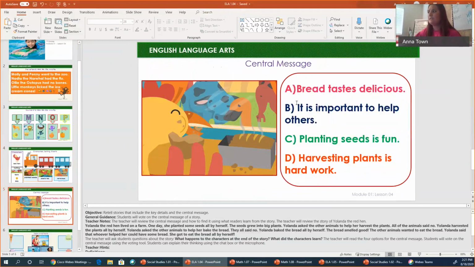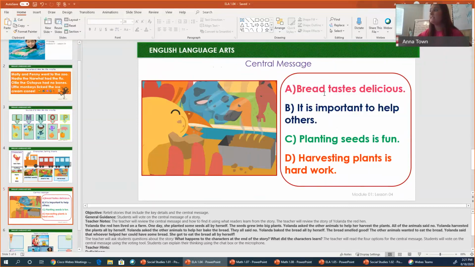So they have four choices. A, bread tastes delicious. B, it is important to help others. C, planting seeds is fun. And D, harvesting plants is hard work. I'm going to read them again, and then I'm going to go back to the last slide to have you look, and then we'll decide what is the central message of our story.